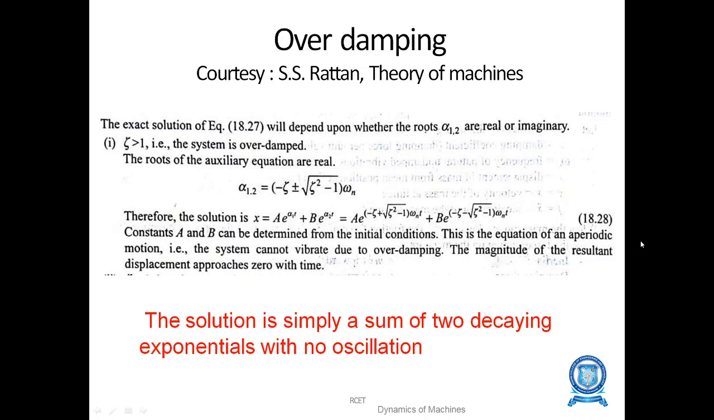This is the equation of an aperiodic motion, that is, the system cannot vibrate due to overdamping. The magnitude of the resultant displacement approaches 0 with respect to time. So this solution is simply the sum of two decaying exponentials with no oscillations.